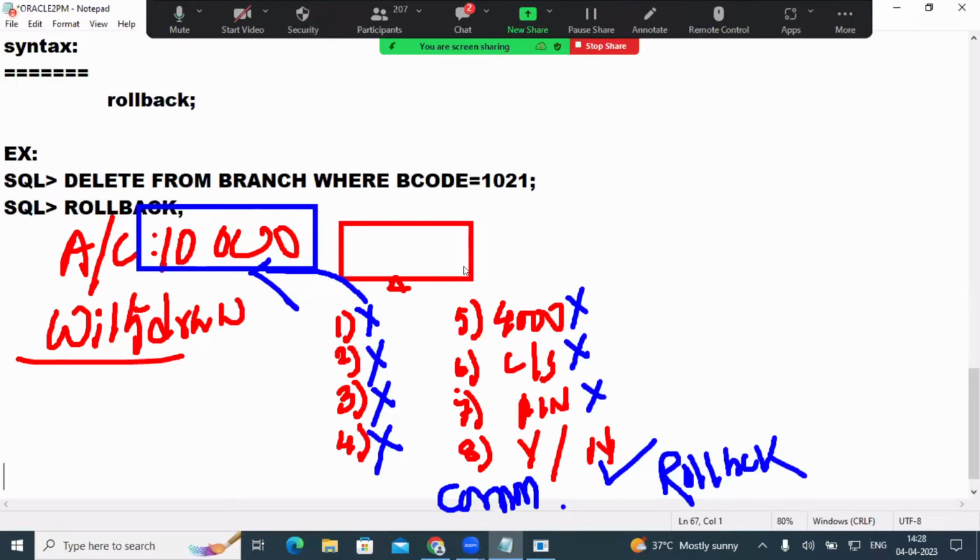Now tell me, in any online transactions, which you are doing in real time nowadays, how many statuses are there? Only two statuses. The transaction status is of two types. One is success, one is fail. Either my transaction should be a success, otherwise it should fail. Either one should happen, positive or negative. Commit and rollback work the same way.